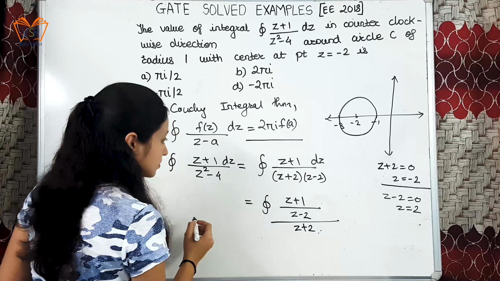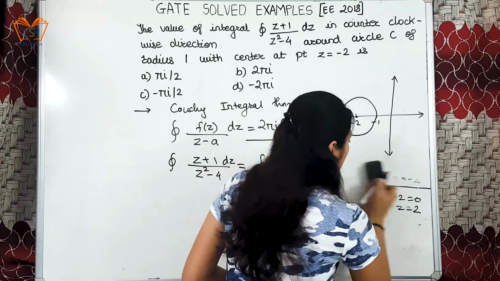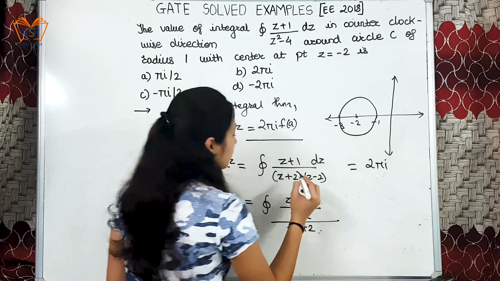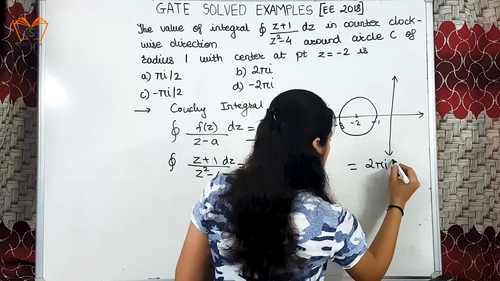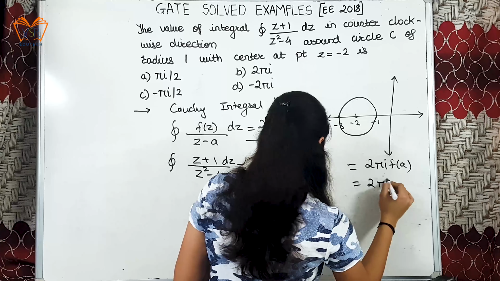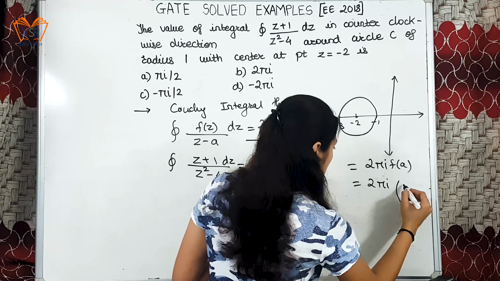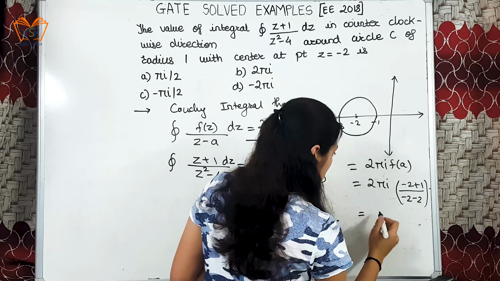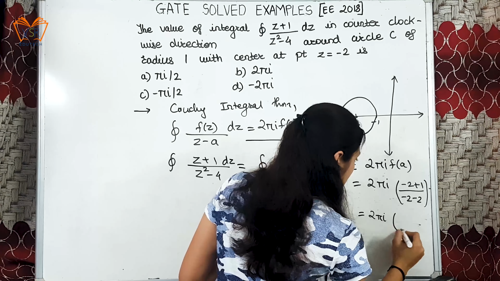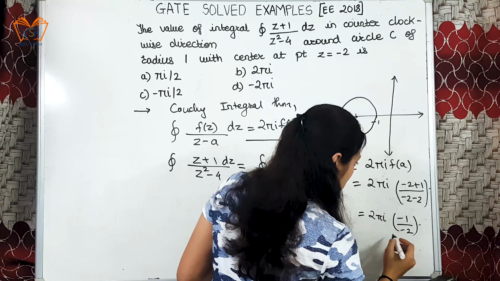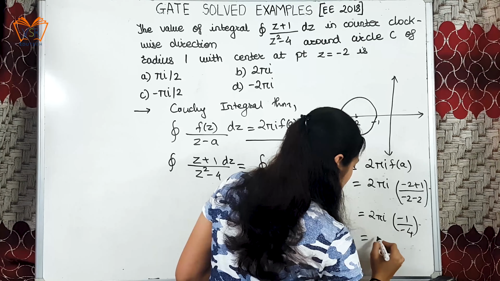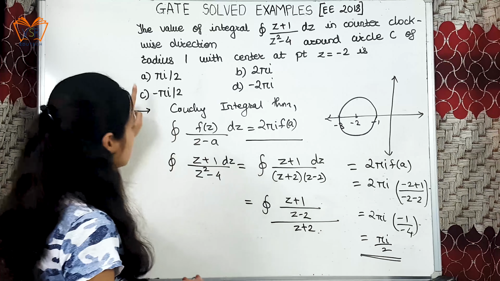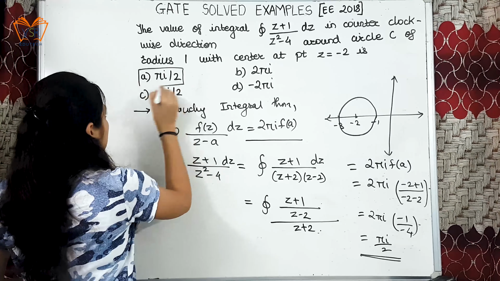That will give us f(a), which will be (z + 1)/(z - 2) at z = -2. So this will be 2πi times (-1)/(-2 - 2), sorry, -4. This will be πi/2. Compare this answer with the given options. The option A is correct.